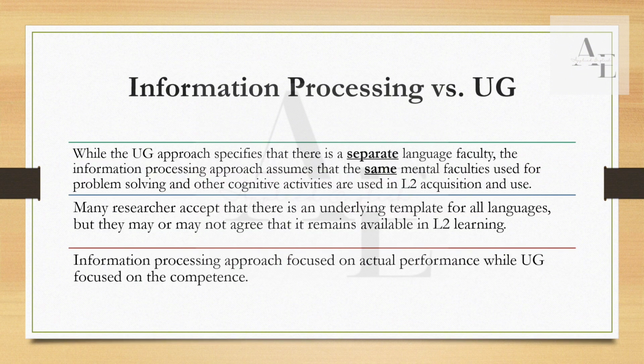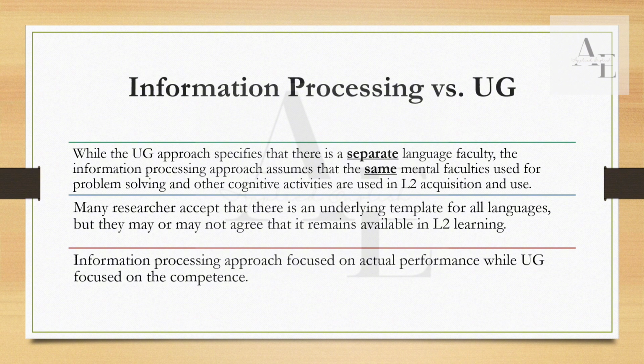So information processing versus UG, universal grammar. The UG approach says that there is a separate language faculty or mental organ for language acquisition. The information processing approach assumes that the same mental faculties used for problem solving and other cognitive activities are used in L2 acquisition and use. So the UG says there are separate faculties, some for problem solving and some for language learning. But information processing says that the same mental faculties are used for both.